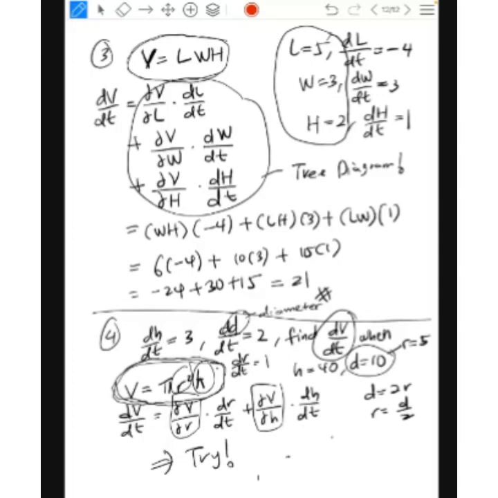For question number 5, the formula is already given, which is PV equals kT. So we use this formula. The pressure, volume, and temperature are related by the equation PV equals kT. Use the chain rule to find the rate at which the pressure is changing. So it asks us to find dP/dt, because the pressure is P.